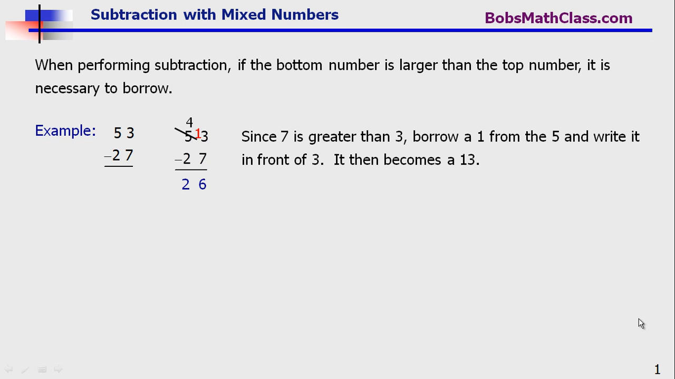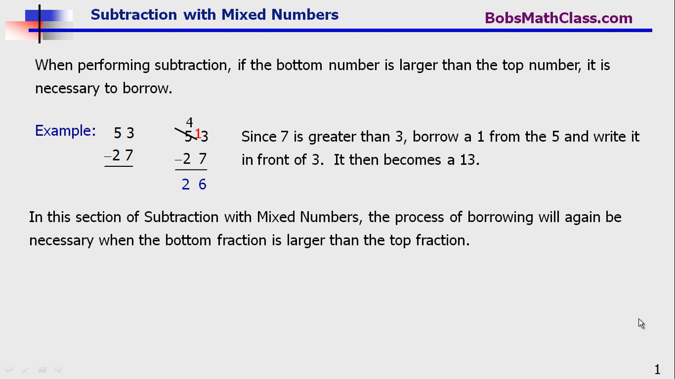Okay, and why does it become 13? Because that 5 is in the tens place, so we're adding a 10 to the 3 to become 13. So we borrowed a 10 actually. Okay. So in this section of subtraction with mixed numbers, the process of borrowing will again be necessary when the bottom fraction is larger than the top fraction, that's when we're going to need to borrow.